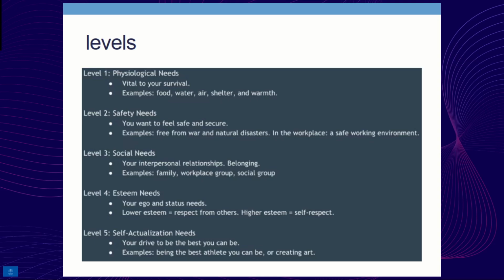Because we are each unique, at this final level, each of us will pick something individual to us at which we want to excel. It could be a desire to be the best parent. It could be a desire to be the best athlete you can be. It could be a desire to create the most beautiful art. It's a unique desire that motivates you each day.